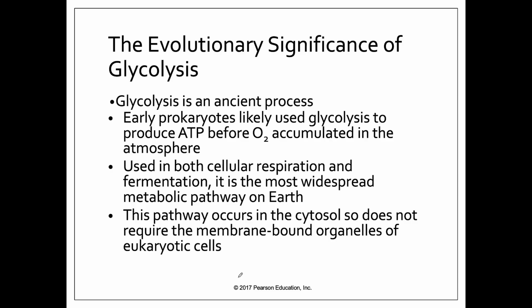It's then probable that other additional organelles, as they developed, were able to add to this pathway to create this whole process of cellular respiration, which includes the citric acid cycle and then the electron transport cycle, which are much more complicated metabolic pathways.